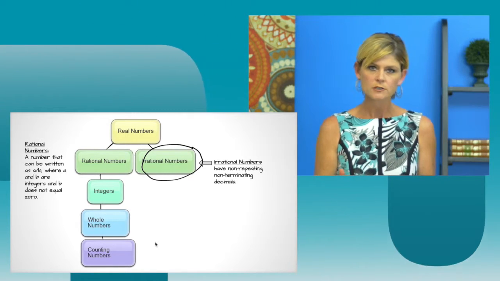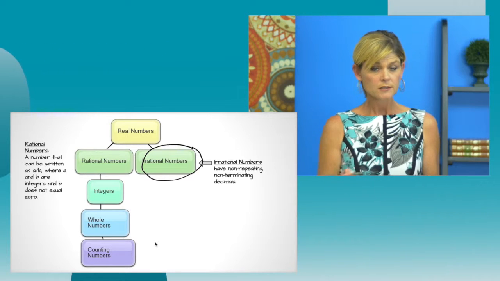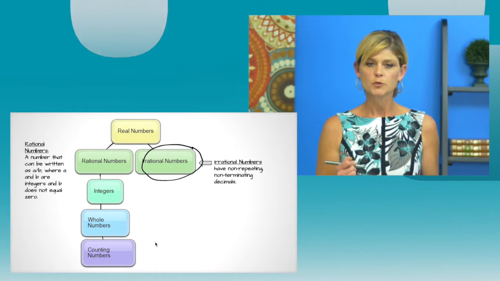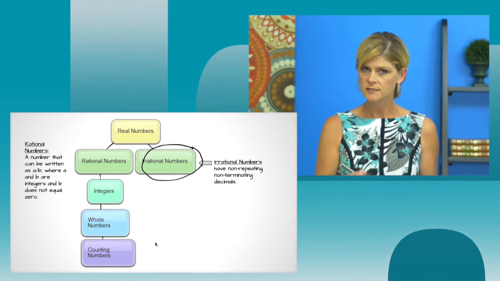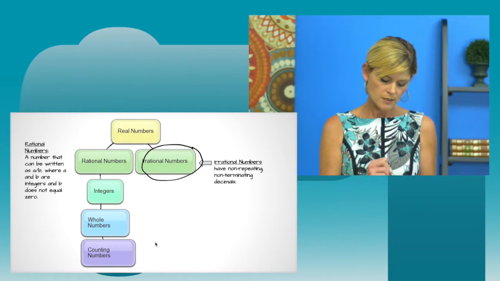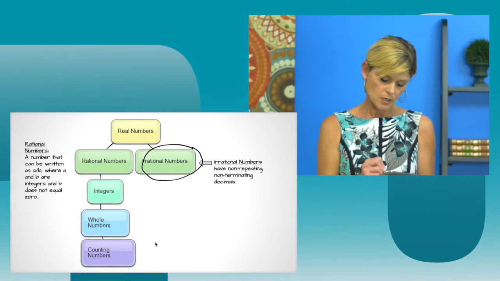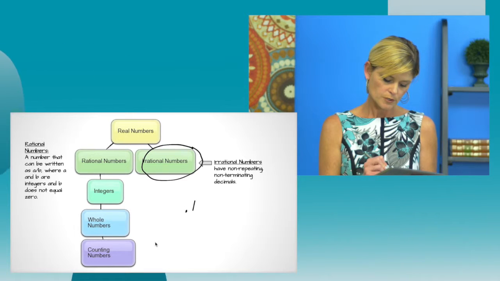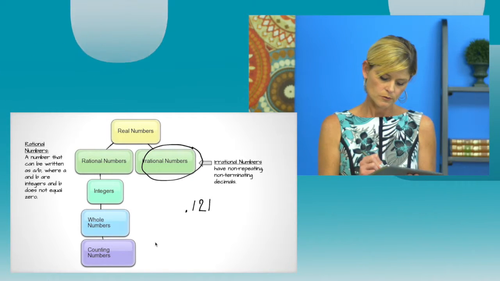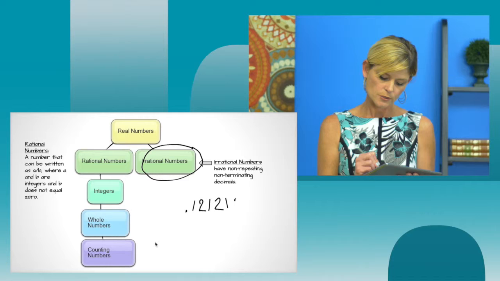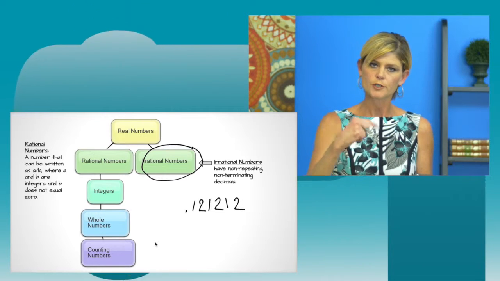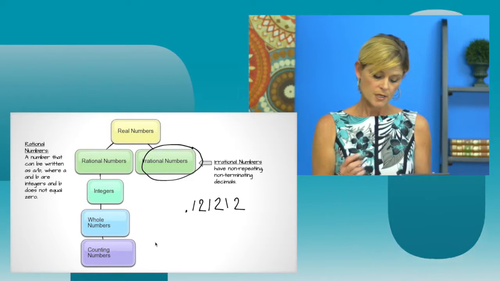Now, irrational numbers are pretty unique. Irrational numbers are numbers that are non-repeating decimals. Now, what do I mean by non-repeating? First, I'll show you what a repeating decimal is. A repeating decimal would look something like this: 1, 2, 1, 2, 1, 2. It's repeating. The numbers go over and over in the same pattern.